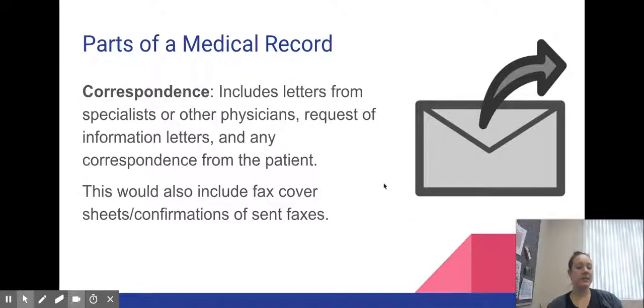Correspondence. So correspondence includes any letters from specialists or other physicians, request of information letters, and any correspondence from the patient. This would also include fax cover sheets and confirmations of faxes sent. This is a record of any communication about this patient that has been received or sent.